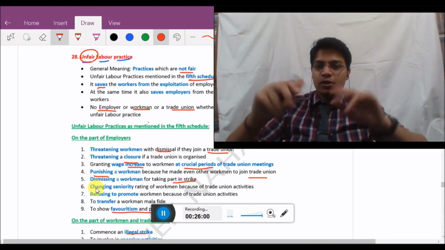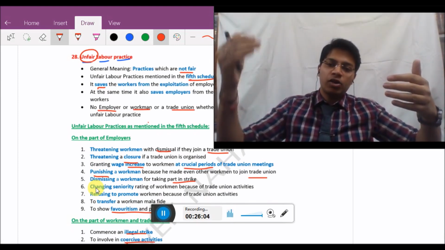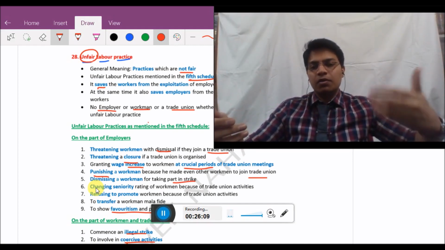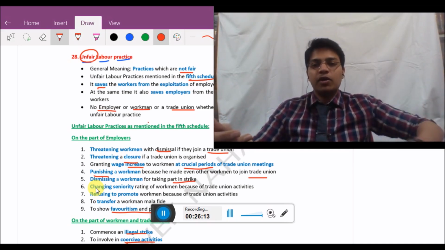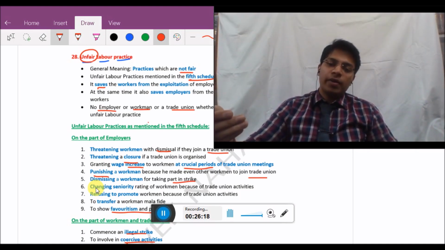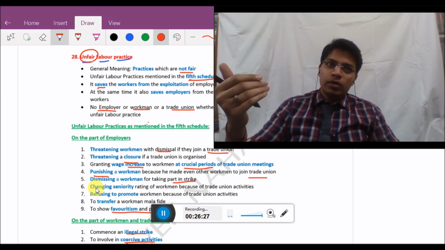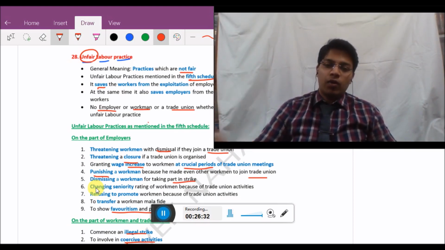This 5th Schedule has 2 parts: unfair labor practices on the part of the employers, and unfair labor practices on the part of the workmen or the trade union. For the employers, just because a workman is participating in trade union activities, you cannot discriminate against that person, you cannot transfer him, you cannot remove him. All these activities you can't do. And on the part of the trade union, to summarize, they can do genuine or legal strikes, but they cannot do illegal strikes. They cannot go to the residence of the employer. They cannot destroy the properties of the employer. All these are not allowed.